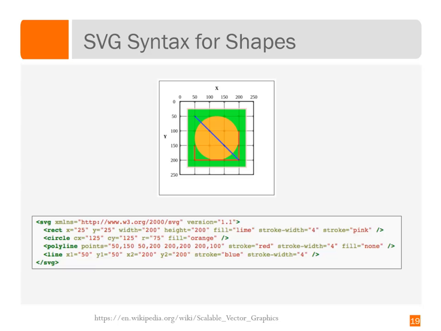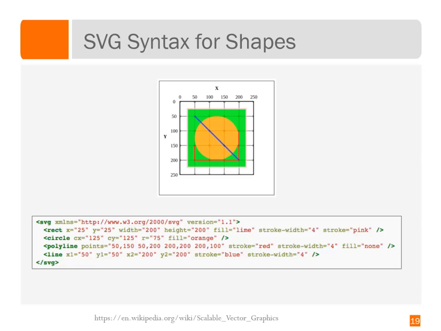Now, we want to see our polyline, so we have to give our stroke color. In this case, we gave it a color of red. Stroke width we defined as 4, and we didn't have any fill. So there's no requirement of filling the polyline here.